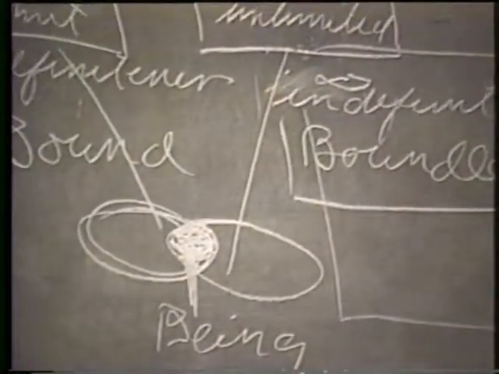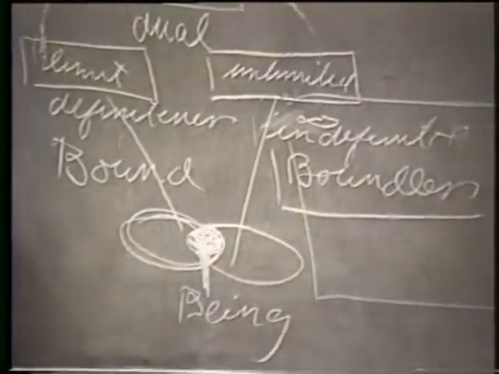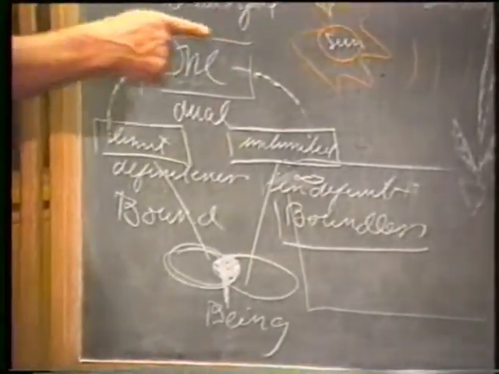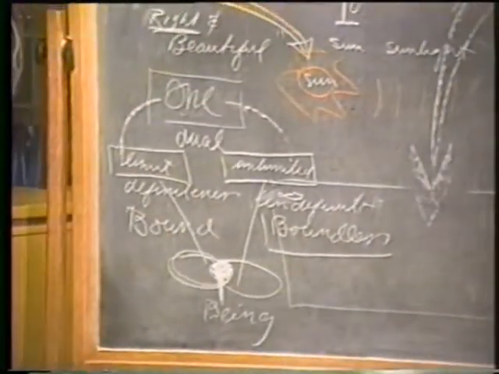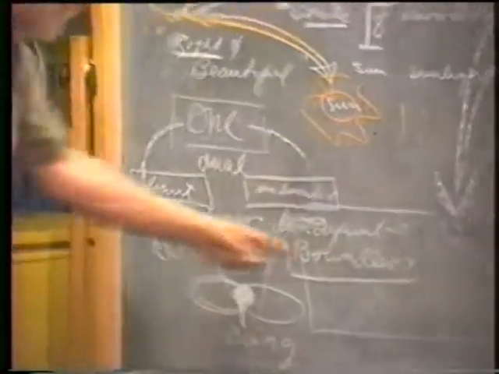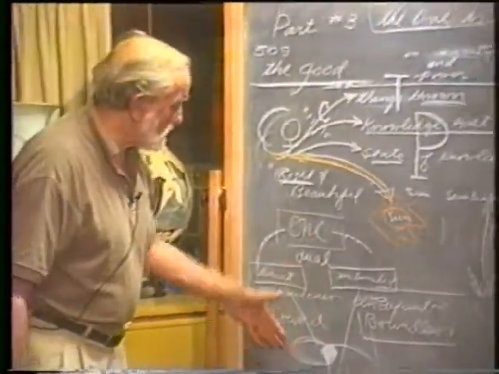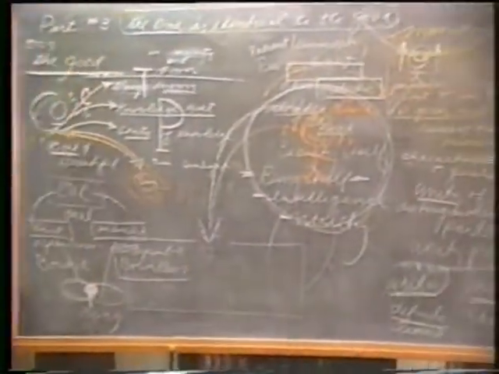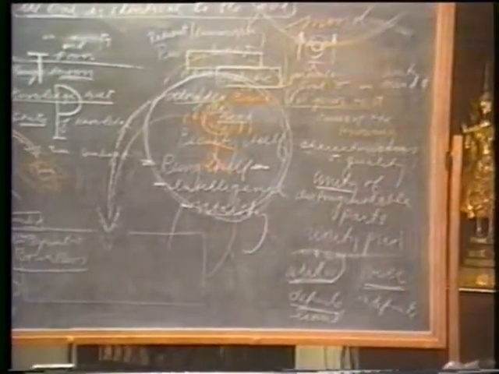So we're coming to the same conclusion. You see, what is prior to being, we're saying over here, is the definite and indefinite, or the bound and the boundless. Same thing as over here. So we reach the same things, either by the Philebus or by reflecting on the Republic. Now, how will that help us?